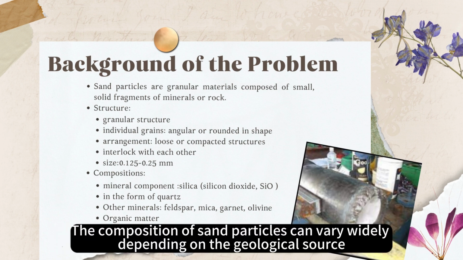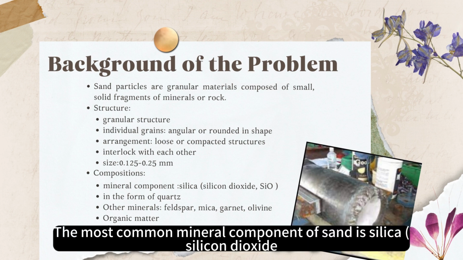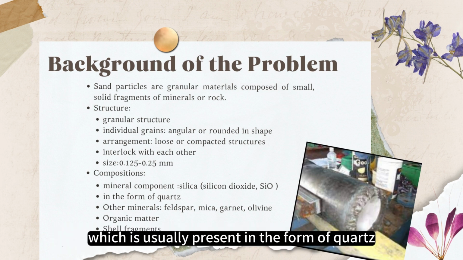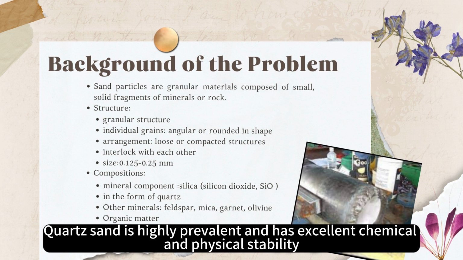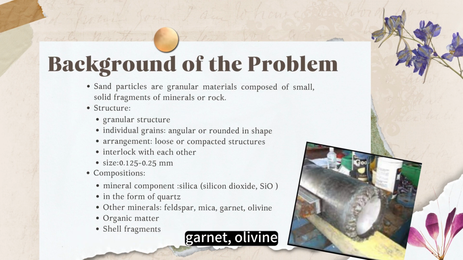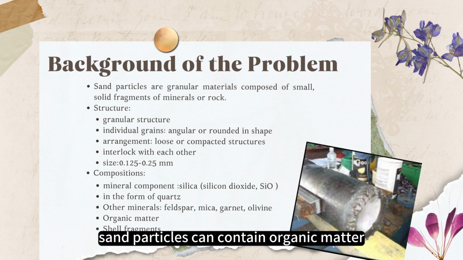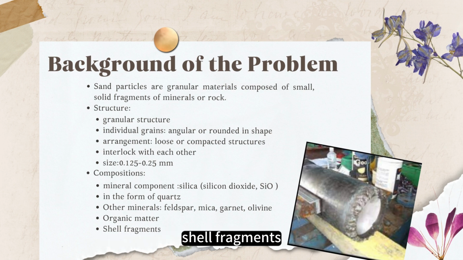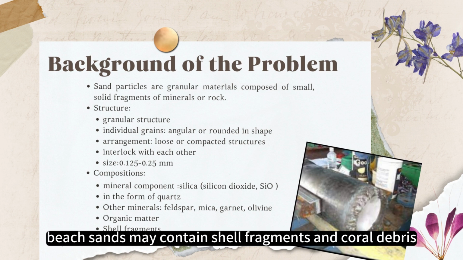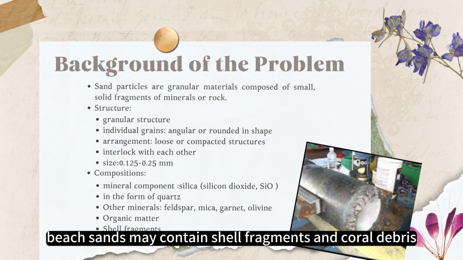The composition of sand particles can vary widely depending on the geological source. The most common mineral component of sand is silica, which is usually present in the form of quartz. Quartz sand is highly prevalent and has excellent chemical and physical stability. Other minerals found in sand can include feldspar, mica, garnet, olivine, and various rock fragments. In addition to minerals, sand particles can contain organic matter, shell fragments, and other biogenic materials depending on the source. For example, rich sands may contain shell fragments and coral debris.